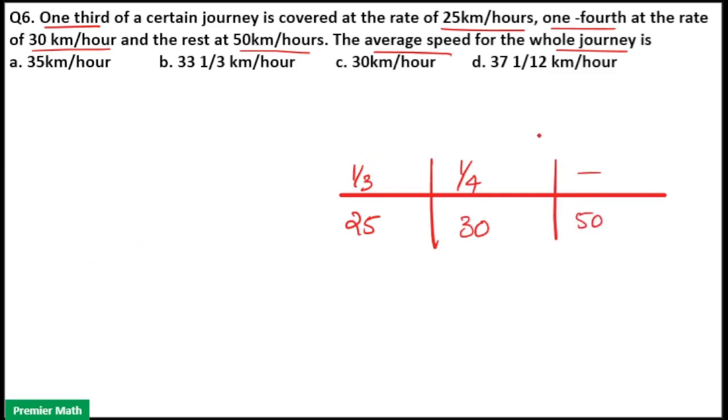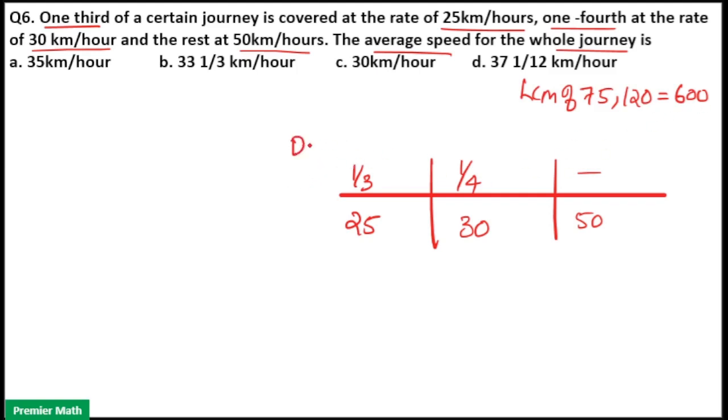You can take any number as total distance here, but to solve it fast, take a number such that one-third of that number is divisible by 25 and one-fourth of that number is divisible by 30. That is, LCM of 3 into 25, 75, and LCM of 4 into 30, that is 120. LCM of 75 and 120 is 600. That is, a number divisible by 75 and 120 is 600 here. So I will take total distance as 600 km here.